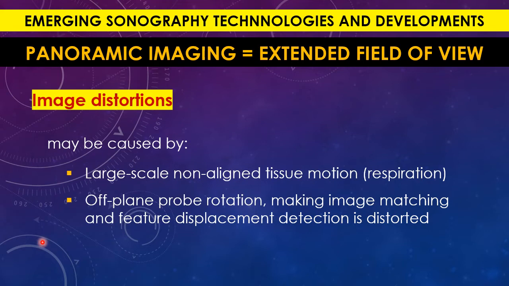Okay, is there a possibility that the image might be distorted? Yes, it might happen, and there are two main reasons for this. Either there are large-scale non-aligned tissue movements, for example, the patient makes a deep respiration or whatever. So the alignment of the tissues is not like it was supposed to be, and the machine will get some distortion of the image. Second, if you are moving the probe off plane, this might make the digital stitching non-organized, and this will again end up with image distortion.